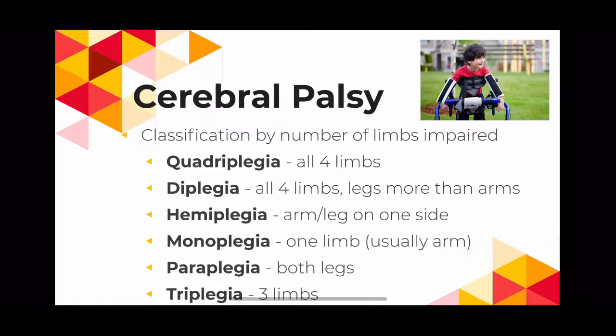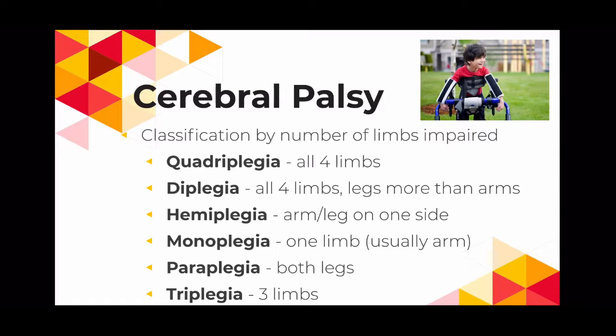Now, there are many classifications of CP, which are determined by the number of limbs that are impaired. So remember, palsy means paralysis, so there is some sort of paralysis in a number of limbs, and you're basically classified on how many are impacted. So all of these words are on your list. You'll notice that they all have different prefixes, but they have the same root. So let's start with quadriplegia. This means that all four limbs are paralyzed. So that prefix quad means four, so all four limbs are paralyzed.